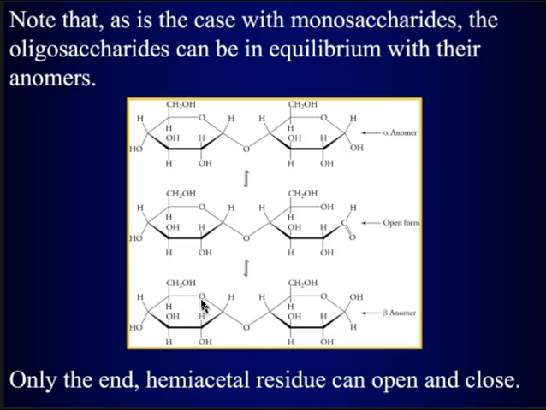Another interesting note with these oligosaccharide chains is that they are also in equilibrium with their anomers. So although this glycosidic bond never changes, the other acetal or hemiacetal end to it can actually change. So right now I've got it in the alpha anomer, so that ring can still open and twist and form the beta anomer. So we can open up the hemiacetal portion that's not connected, but those glycosidic bonds are not going to change.